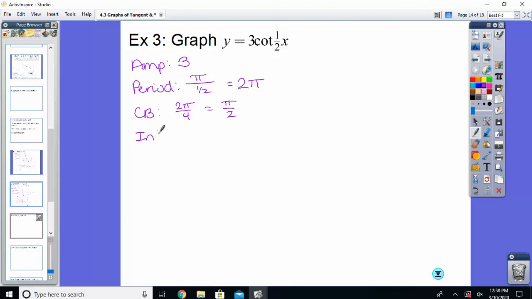Interval. Where does cotangent typically start and stop? 0 to pi. Divide everything by 1/2 or multiply by 2. And we get 0 to 2 pi.